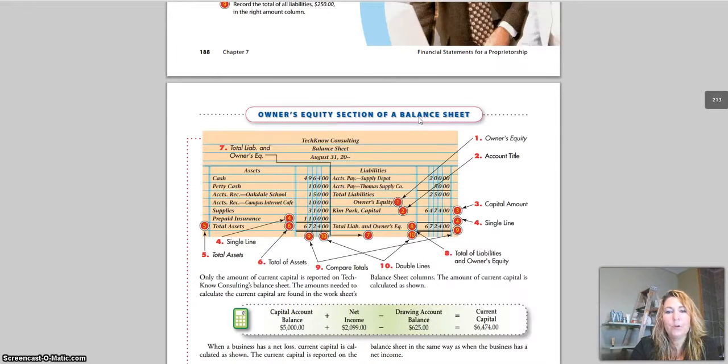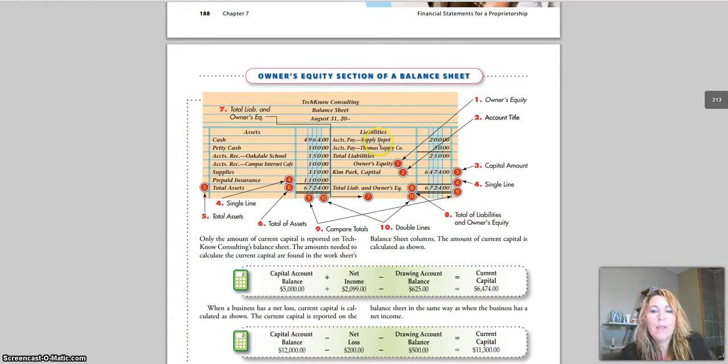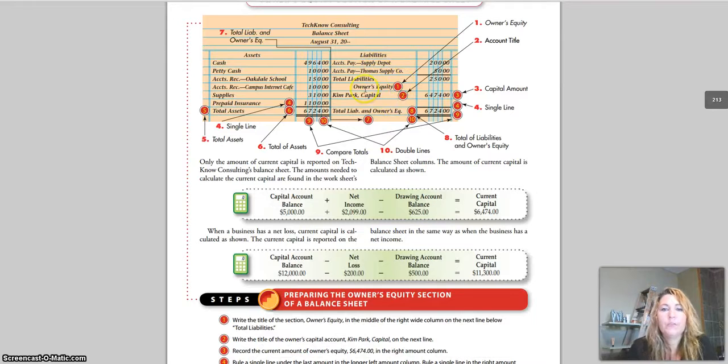The next section we're going to do is the owner's equity. And this one gets a little different. So we're going to put our header again, owner's equity, and we're going to center it. The only account we're going to list is our capital, because this is only one owner. We only have one owner's name and capital to list. So Kim Park, Capital.